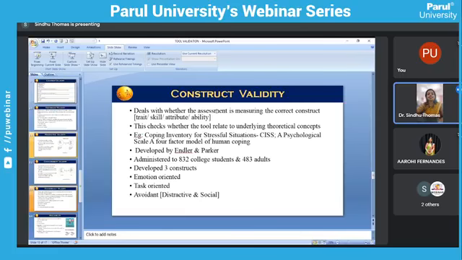But before this tool was standardized, when these people developed it, they administered it to college-going students and adults. Once they gave the tool to this many students and adults, they were able to identify the different subheadings, or the constructs, they could come up with for the CISS tool. Based on that, there are three main constructs or subheadings.